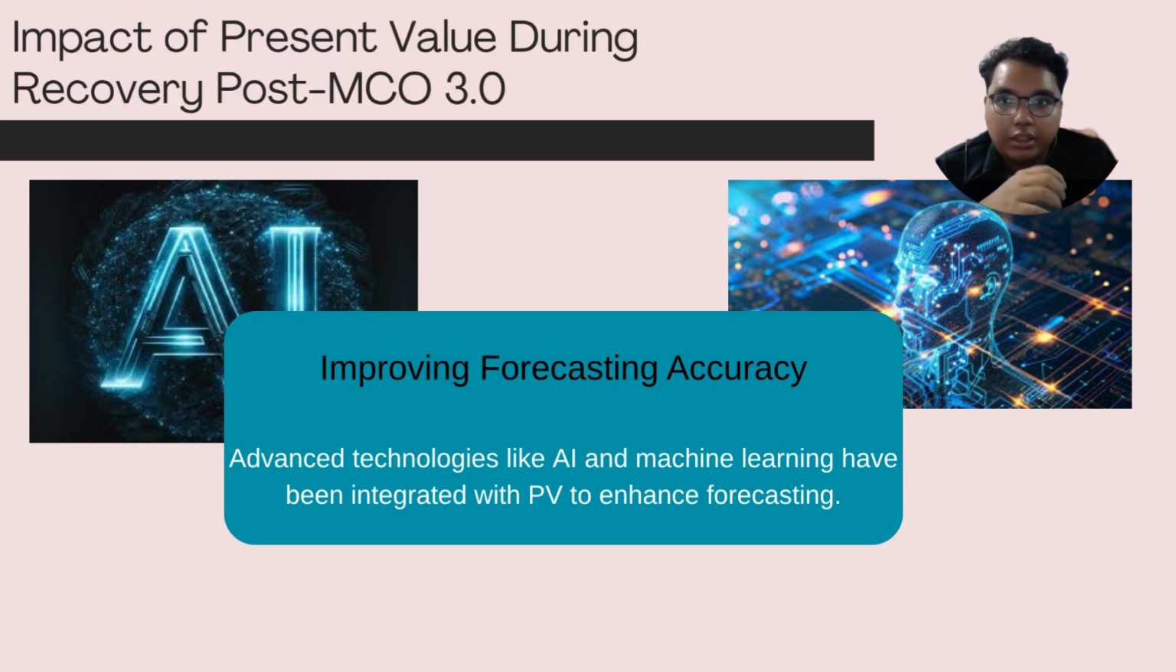Next is improving forecasting accuracy. Advanced technologies like AI and machine learning have been integrated with PV to enhance forecasting, such as a hotel chain predicting future guest demand more accurately, even with changing travel restrictions.